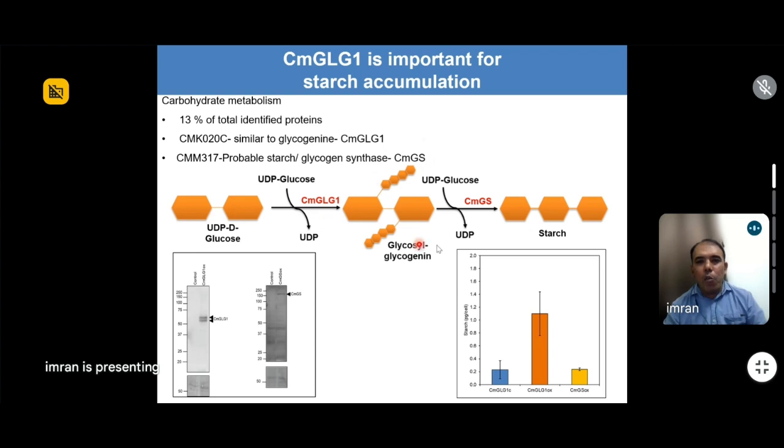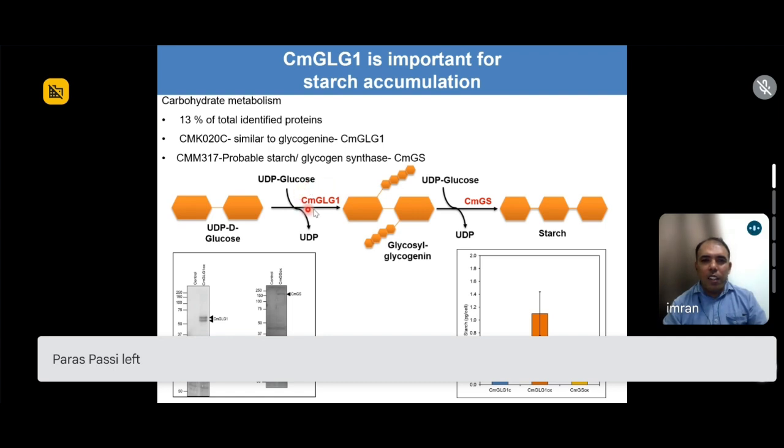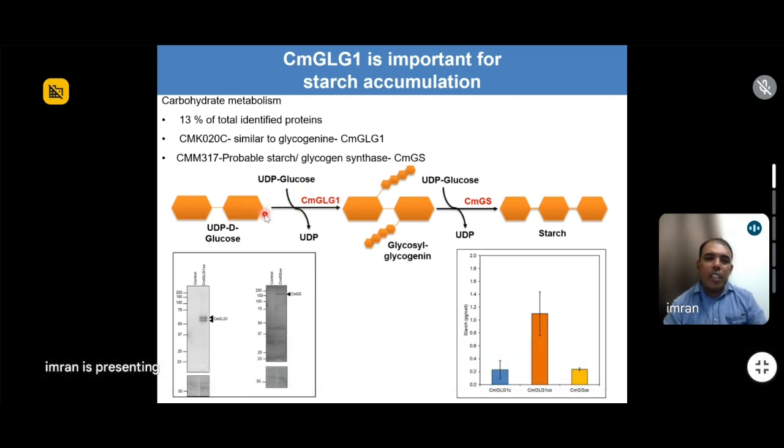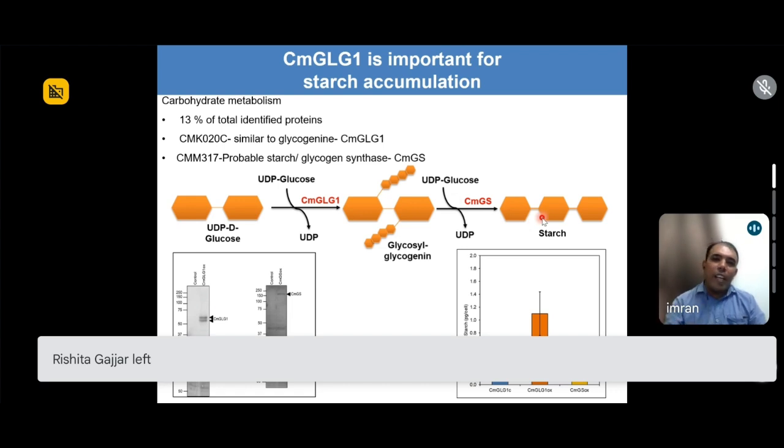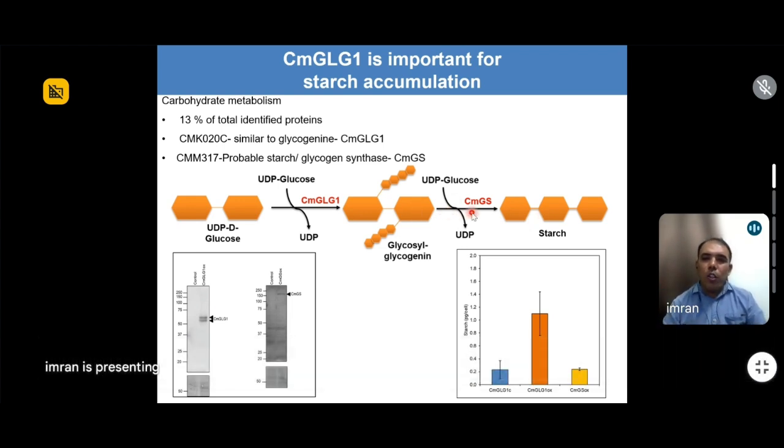So this is the schematic of how these two enzymes work. It is very similar to how our PCR system works. So CMGLG1 is basically a primer. You consider it as a primer in the PCR reaction. It initiates the glycogen synthesis and adds almost 20 residues of glucose to the growing chain. And then CMGS, maybe you consider it as a DNA polymerase, which continuously adds the glucose residues into the growing chain and actually makes the starch.